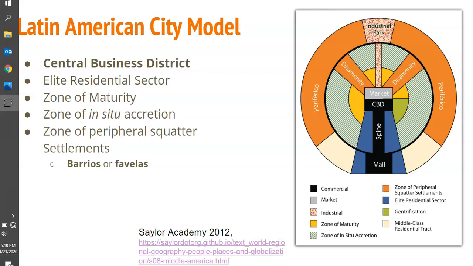So they're not going to be like the professionally, cookie cutter built houses that you see in parts of the zone of maturity, or, of course, mansions in the elite sector. But in your zone of maturity, you're going to have much more of the standard store-bought homes you would see, versus in the peripheral squatter settlements, where again, people may not have legal rights, so sometimes these settlements are bulldozed over by officials trying to clear folks out, and then people just come back in and rebuild. And so very, very low income, very high amounts of poverty, and then depending on different places, they call them either barrios or favelas.